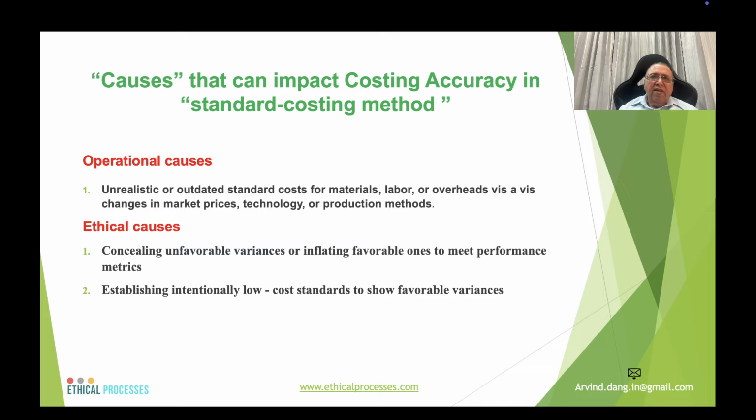Now, causes that can impact costing accuracy in the standard costing method. One, unrealistic or outdated standard cost for materials, labor, or overheads, vis-a-vis changes in the market prices, technology, or production methods. And ethical, concealing unfavorable variances or inflating favorable ones to meet performance metrics. Two, establishing intentionally low cost standards to show favorable variances.